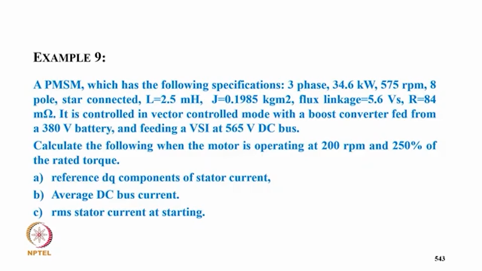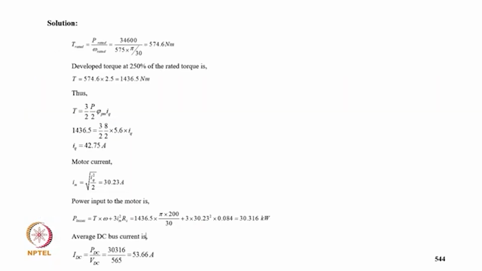Now example 9, a PMSM which has the following specification: 3-phase, 34.6 kilowatt, 575 RPM, 8-pole, star connected, L equal to 2.5 millihenry, J equal to 0.1985 kg meter square, flux linkage 5.6 volt second, and R equal to 84 milliohm. It is controlled in vector control mode with a boost converter fed from 380 volt and feeding a VSI at a 565 volt DC bus. Calculate the following when the motor is operating at 200 RPM and 250% of rated torque: reference DQ component of current, average DC current, and RMS current.